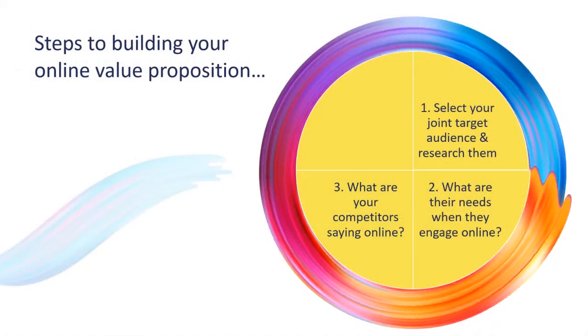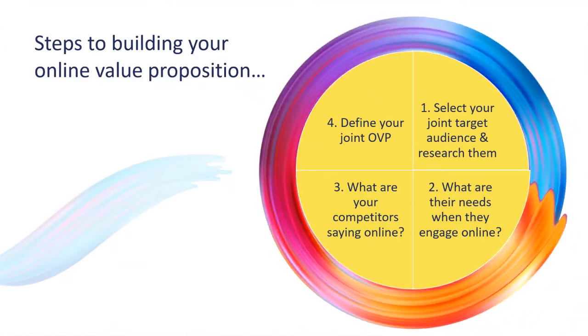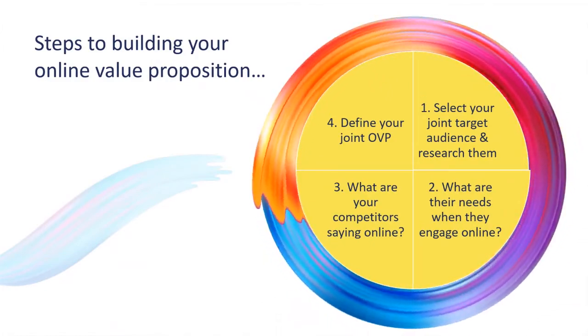Yeah, absolutely. And then I think the other thing that would be really important is to look at what your competitors are saying, because they're looking to do the same thing. And when you're doing the search engine piece that you talked about in one of the previous videos, your competitors are appearing there. So you really need to be cognizant of what they're saying and make sure you're standing out from them. Yeah, so I think if you're doing all of those things, then you're in a good position to start to define your joint online value proposition.